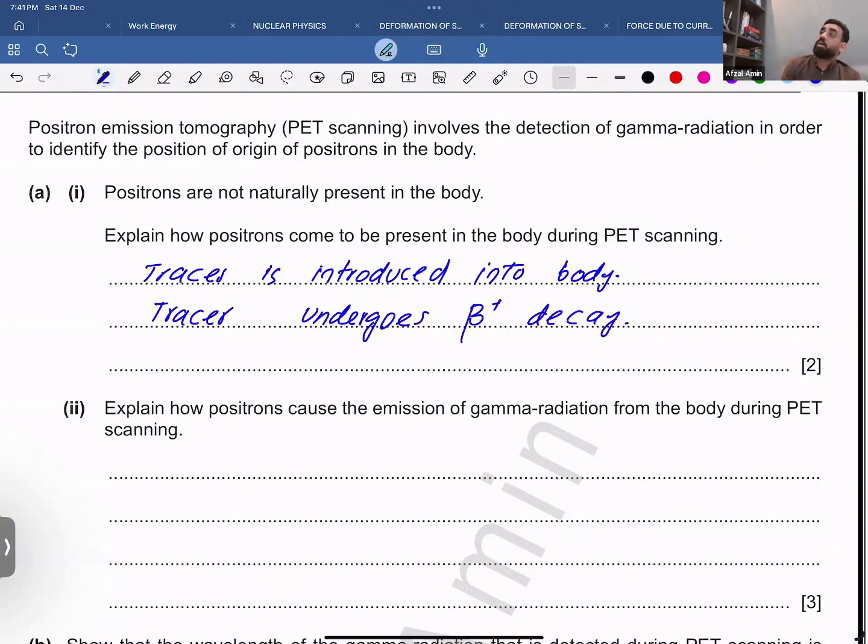Explain how positrons cause the emission of gamma radiation from the body during the PET scan. Certainly, annihilation process. So what happens? The beta positive, which is the positron, interacts with the electrons in the tissues. So this causes annihilation process. What happens in annihilation process? The mass of these two particles changes into energy. This energy is emitted in the form of a pair of gamma rays in opposite directions. You need to write all these points.